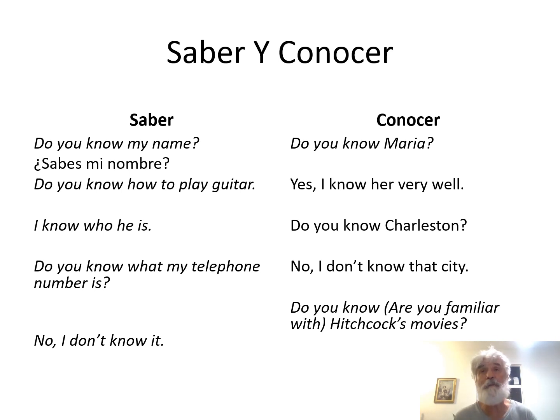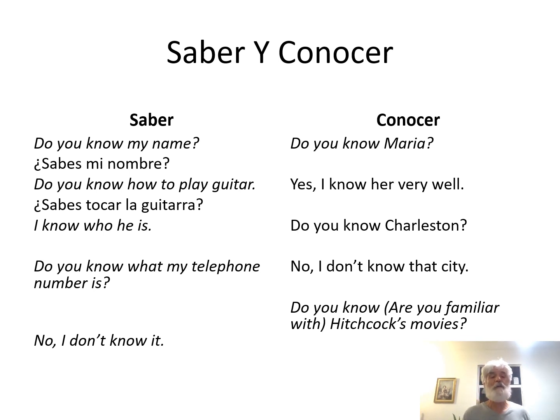What about this one? Do you know how to play the guitar? Now it's having a skill. So you're going to use saber. ¿Sabes tocar la guitarra? Do you know? And we don't need the word how. In English, how would be cómo, but we don't use it in Spanish. We just say sabes, and then whatever the verb is. ¿Sabes tocar? Do you know how to play? Or ¿sabes cantar? Do you know how to sing? Whatever the verb action is, you leave it in the infinitive form and you just put it right after the verb saber. So, sabes tocar la guitarra.